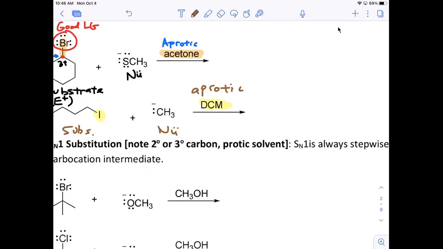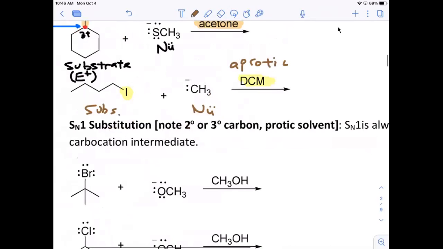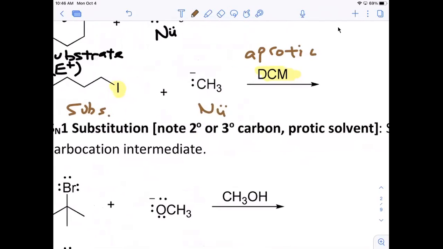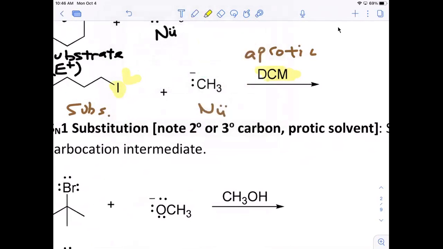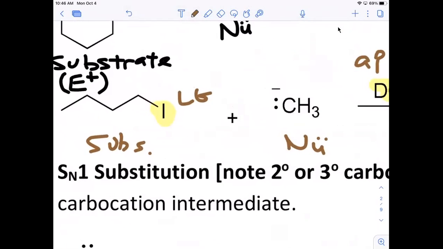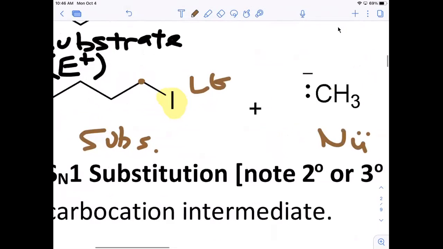So what's the product here? Iodine is my leaving group, and it's a great leaving group, by the way. And the carbon, what type of carbon is that? Is it primary? Is it secondary? Is it tertiary? Secondary. Where's the other carbon bonded to it? Oh yeah, it's primary.